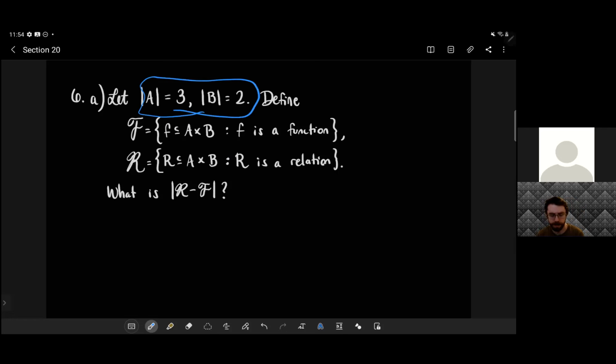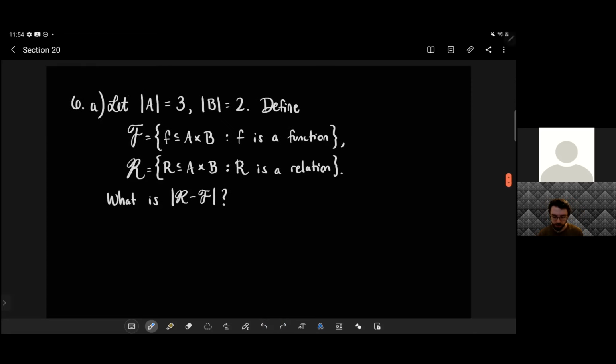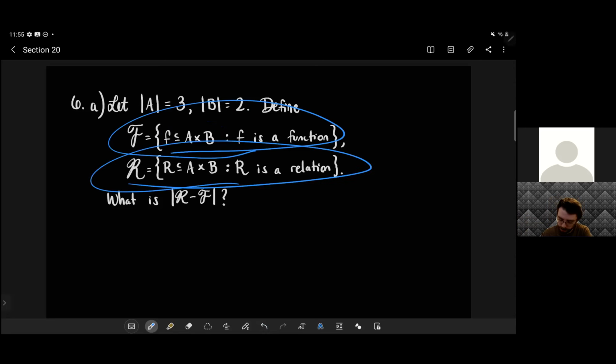So we're going to start with a set that has 3 elements and a set that has 2 elements, call them A and B. And I'm going to say curly F is the set of all functions from A to B. I intentionally wrote that in a weird way to remind you guys that all functions are relations, and relations are subsets of A cross B, right? They're subsets of the Cartesian product of those sets. So F is the set of all functions, R is the set of all relations from A to B.